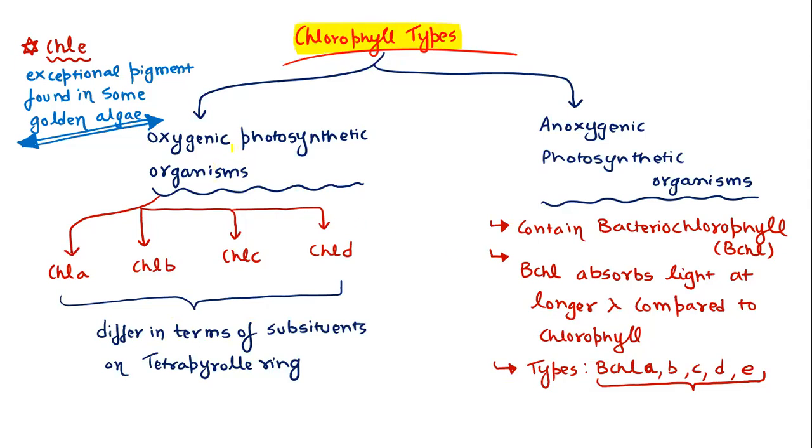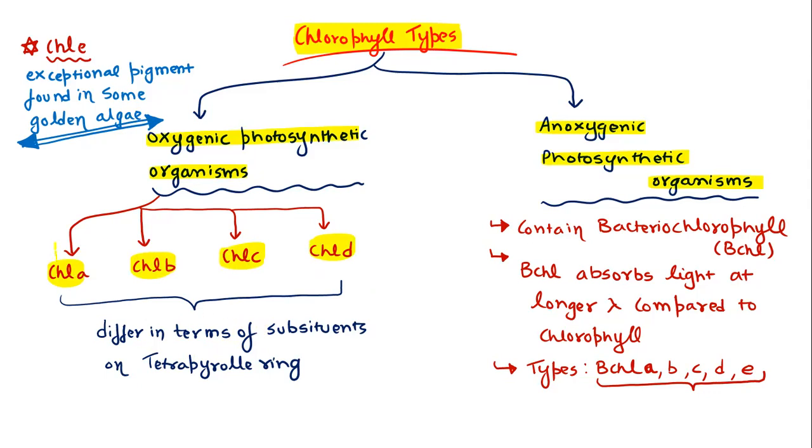So chlorophyll types, if we talk about, depends upon what kind of organism you are talking about. And then it can be either present in the oxygenic photosynthetic organism, or it can be a part of anoxygenic photosynthetic organism. So in oxygenic, we have chlorophyll A, chlorophyll B can also be present, chlorophyll C has been reported, chlorophyll D has also been reported. And how do these molecules mainly differ in their structure?